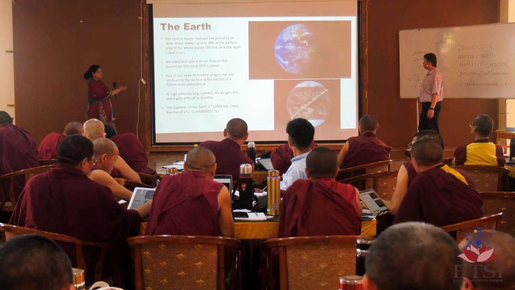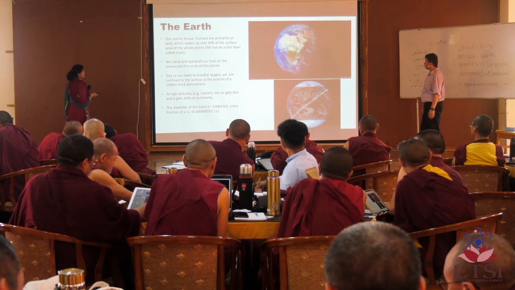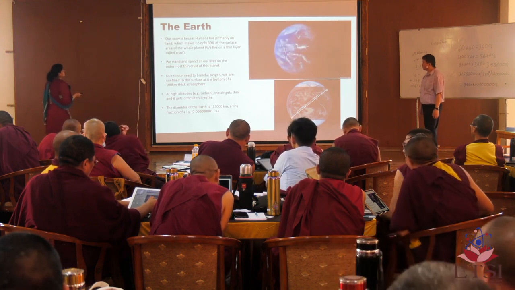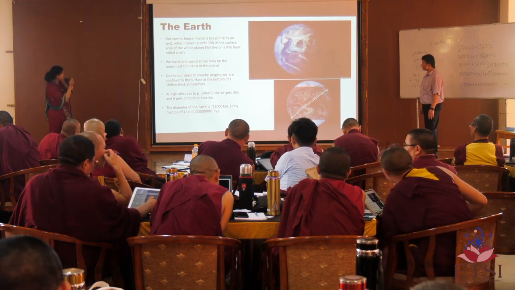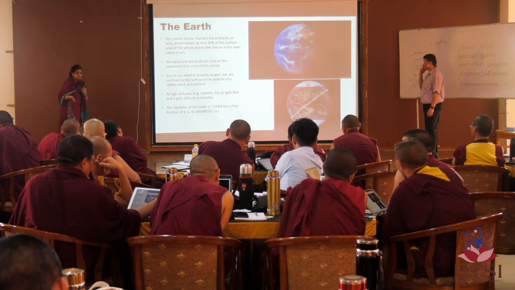So this is our house. We live on the Earth. This is our cosmic house, and we as humans live primarily on the land, which makes up only 30% of the surface area of the whole planet. We live on a thin layer called the Earth's crust.